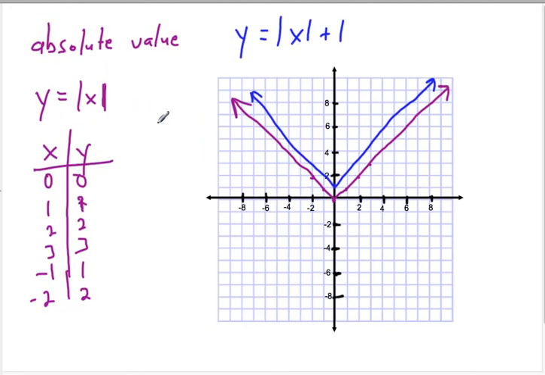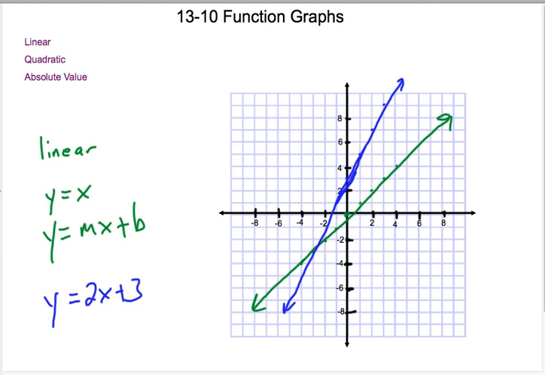When you have an absolute value, you're looking for a V, or it could be an upside down V like a tent. So remember, when you get absolute value, you're looking for that point where it changes direction. And then lines, you already know how to graph lines, so we don't really have to talk about that.